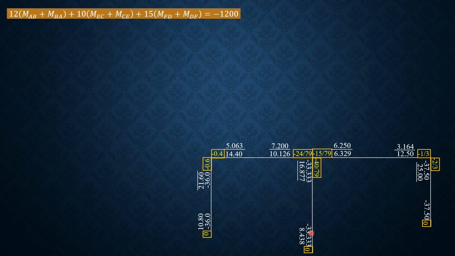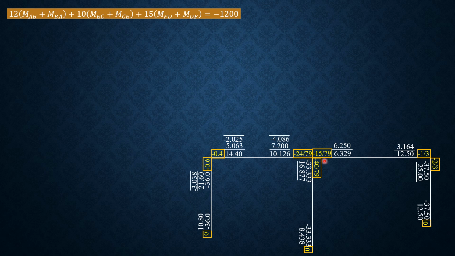16.877, half of that is 8.438. Then 0 here, half of 25, 12.5. 5.063 times negative 0.4, negative 2.025 lakh. 5.063 times negative 0.6, negative 3.038 lakh. Quantity 7.2 plus 6.25, close, times negative 24 over 79, negative 4.086 lakh.